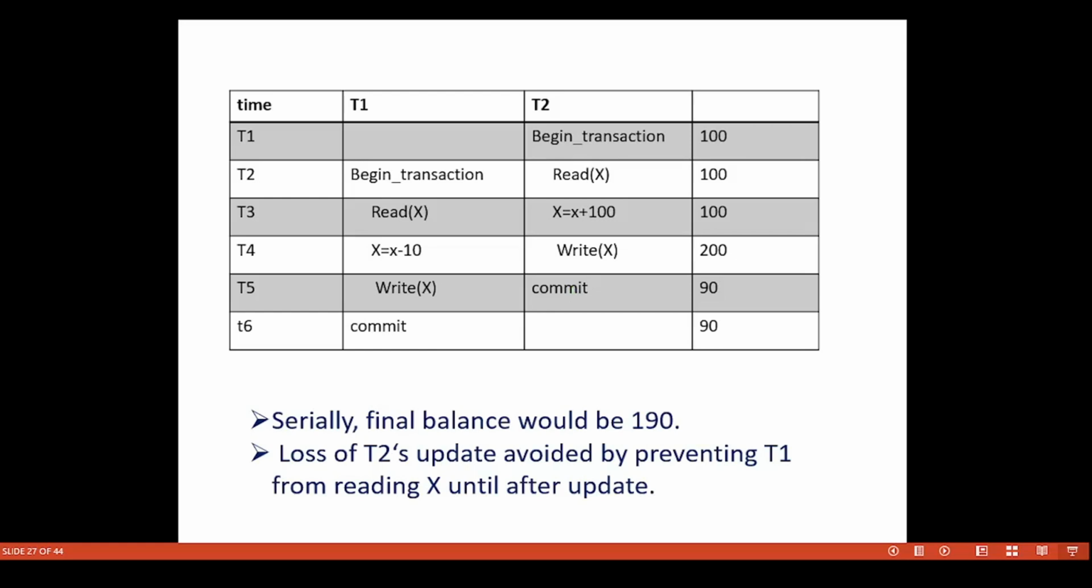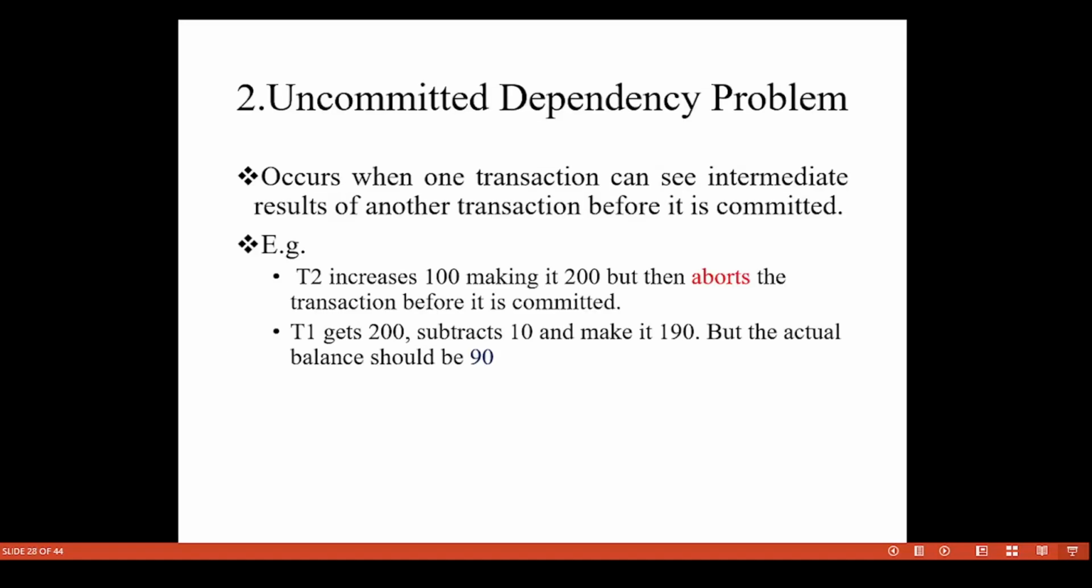What kind of problem? The lost update problem. The second one is the uncommitted dependency problem. This problem occurs when one transaction can see the intermediate result of another transaction before it is committed. So if transaction 2 reads the changed value before transaction 1 has committed, that is the problem.